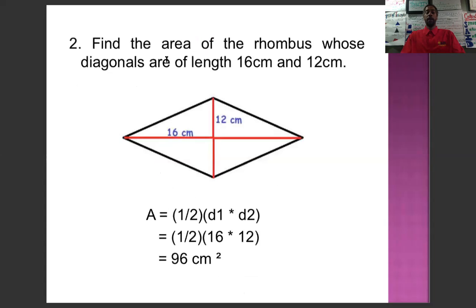Find the area of the rhombus whose diagonals are of length 16 centimeters and 12 centimeters. Our area is 1/2 the product of the diagonals. We multiply our diagonals, 16 times 12, and we get 192. 1/2 of 192 gives us 96 centimeters squared.